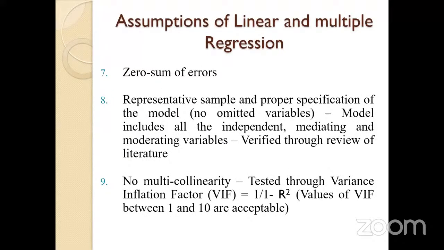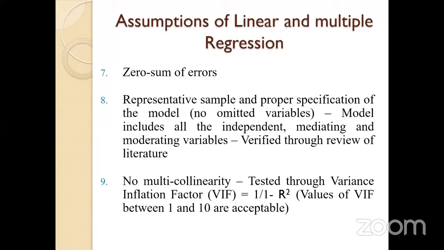Zero sum of errors is established by sum of squares. It depends on the regression method, and the method generally used is the one that automatically ensures sum of squares are 0. So we don't need to actually test this. Next is representative sample and proper specifications of the model.